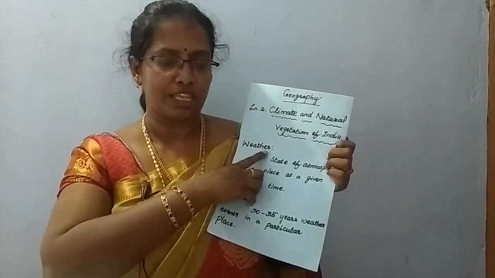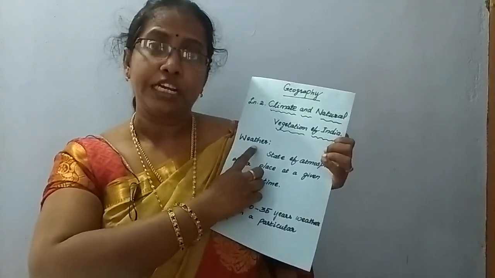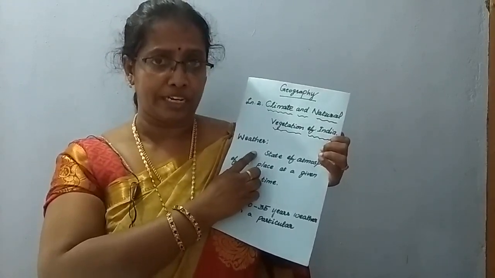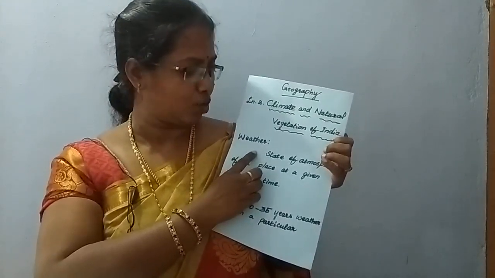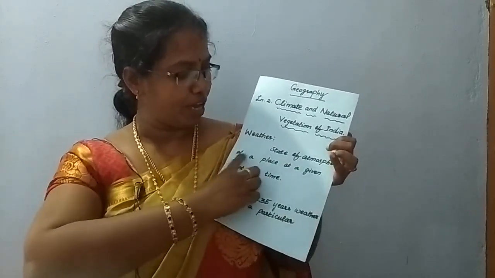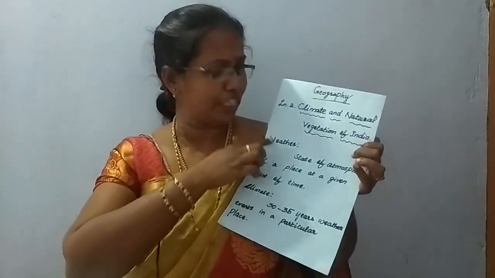What is meant by weather? It indicates the state of the atmosphere. It is given in your book, in the column. You can check it when you get time, children. Please check it. It refers to the state of the atmosphere of a place at a given point of time. So that is called weather.